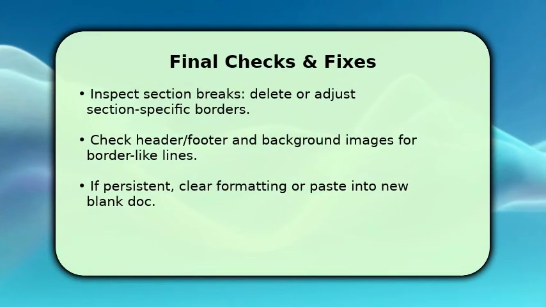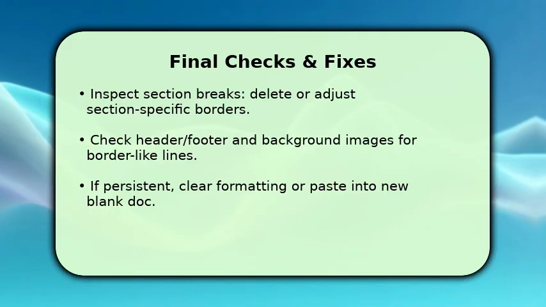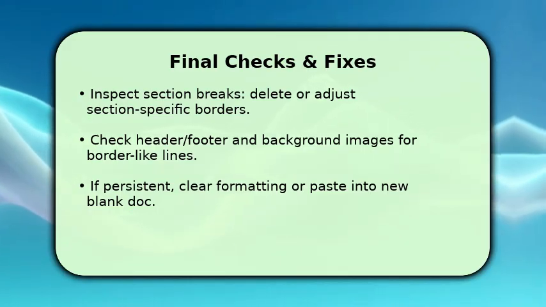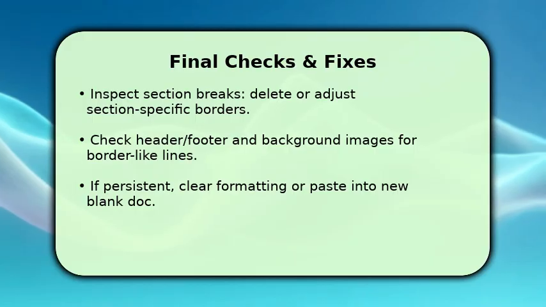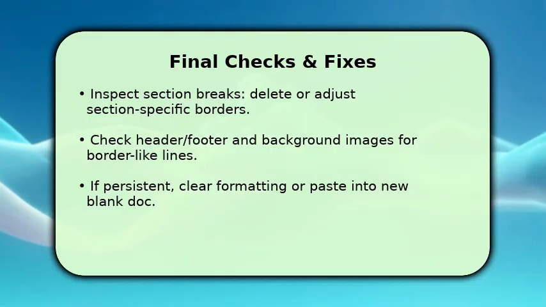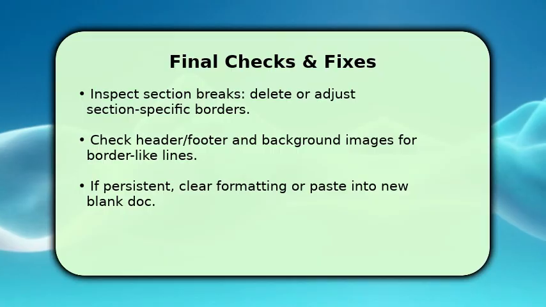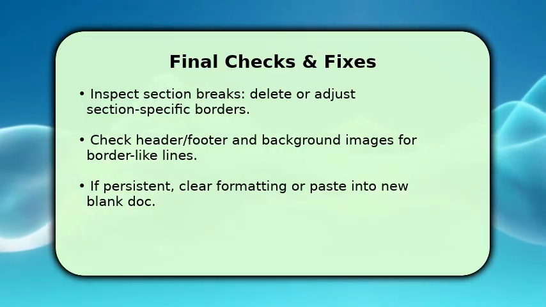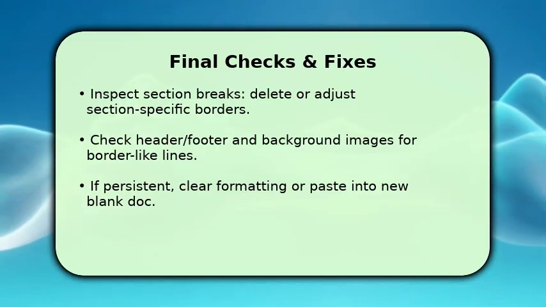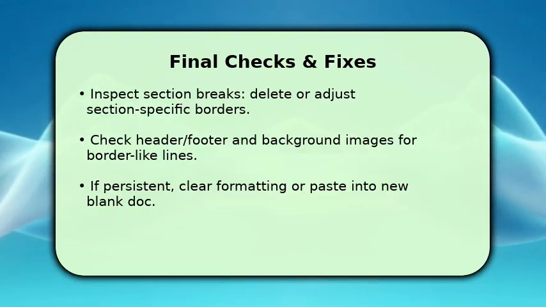You finish by verifying a few common causes of persistent borders. First, reveal section breaks and confirm no section-specific page borders remain. Delete or change them to none if needed. Next, check header/footer and any background or watermark images. Sometimes a graphic mimics a border and must be removed separately. If a stubborn line still appears, clear formatting on the affected pages or paste content into a fresh blank document and reapply necessary styles. One troubleshooting tip: inspect print layout and print preview to ensure it really is gone.